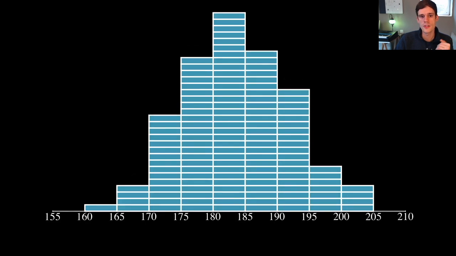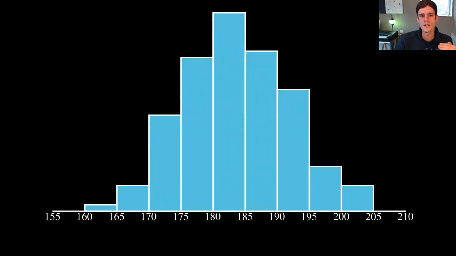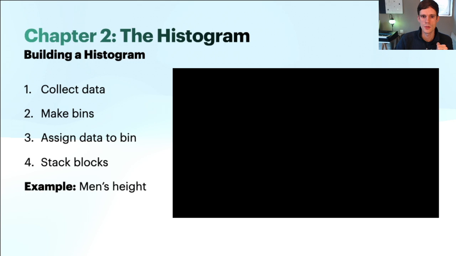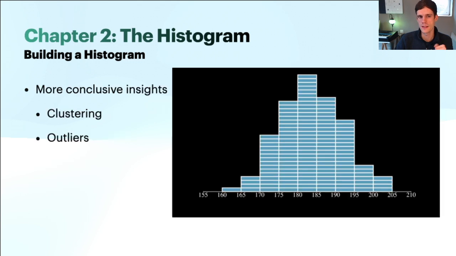Now, as a final step, we can remove the lines separating different blocks. And then we get the familiar sight of the histogram, where the height of each bar corresponding to each data bin is proportional to the number of values that got assigned to this data bin. So now that we know how to make a histogram, what can we actually learn from this? We can immediately observe that we can draw some more conclusive insights by looking at the shape of our histogram.